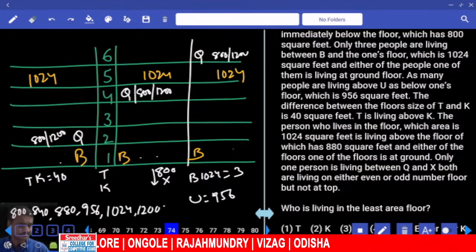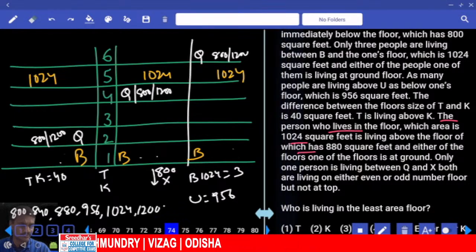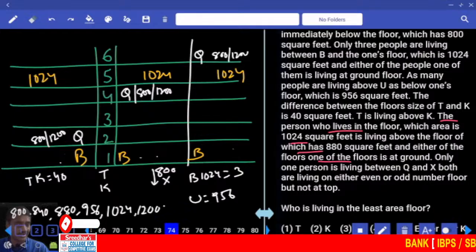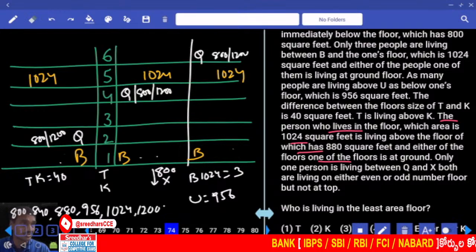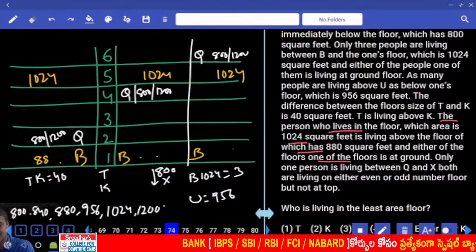And the person who lives on the floor of 1024 is living above the floor which has 880. Now he is living above the floor of 880, and one of the two floors is at the ground. Now who is at the ground? Either 1024 or 880, one must be at the ground. Can 1024 be at the ground? No. Hence, who must be at the ground? 880.